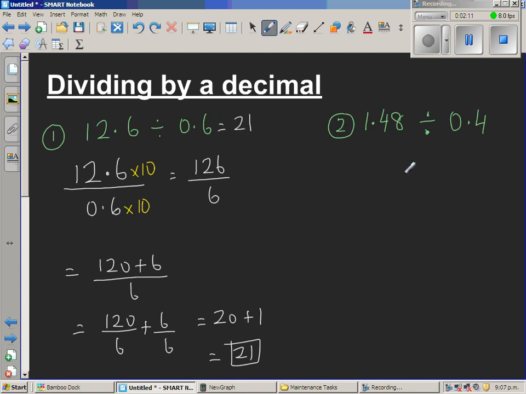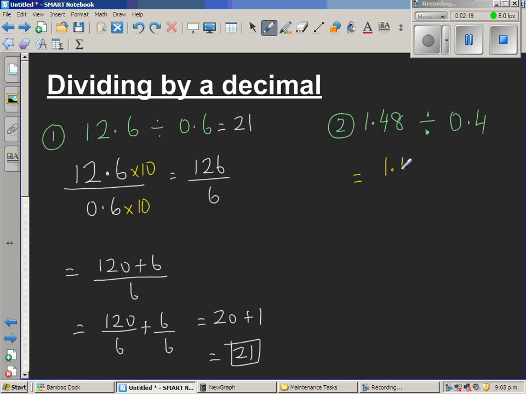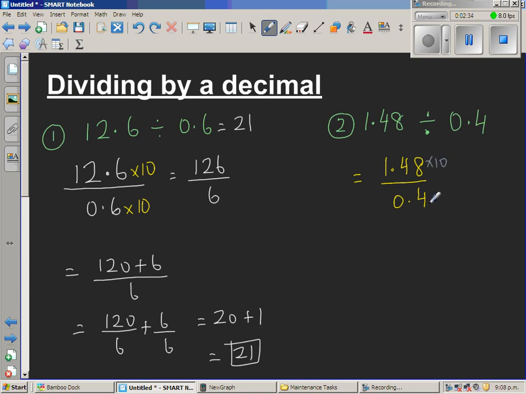Okay, the next question is 1.48 divided by 0.4. Same thing: I want to make the denominator 10 times bigger, so I also make the numerator 10 times bigger. So I multiply this with 10 and this also with 10. This becomes 14.8 divided by 4. Now, how will you divide 14.8 by 4?